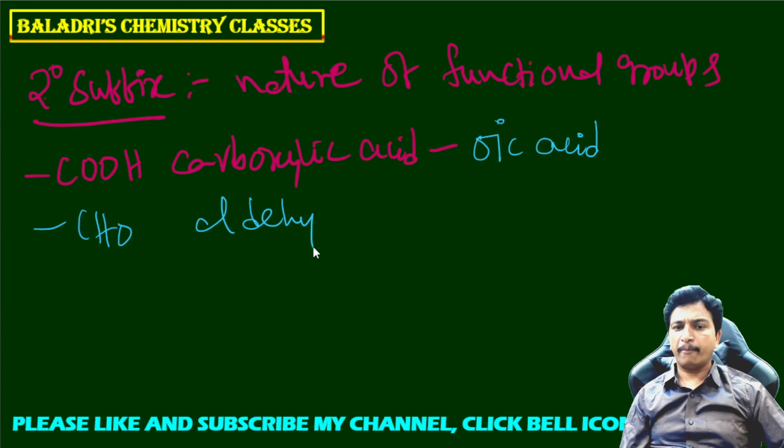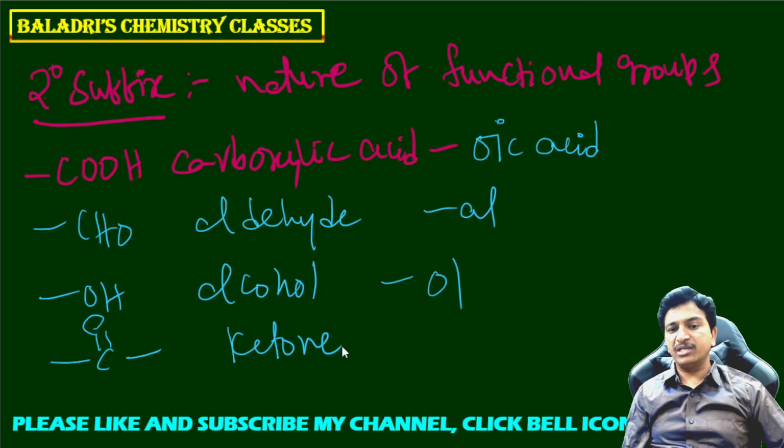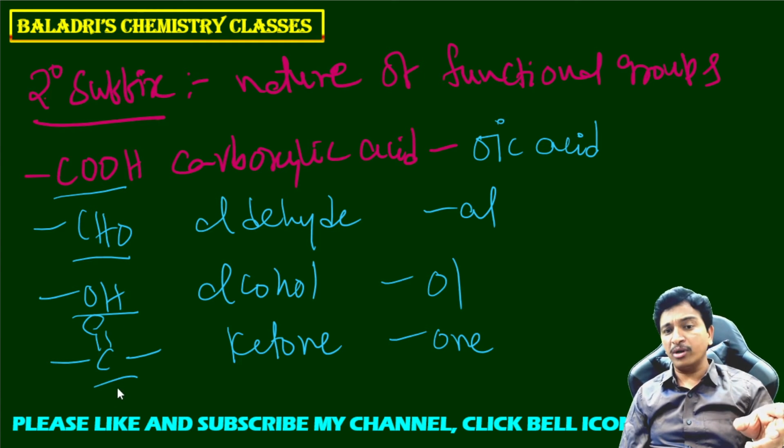Let us take suppose CHO is there. CHO is called aldehyde. For aldehyde suffix is al, and suppose if OH is there, the functional group name is called alcohol, and for alcohol we have to write the suffix is ol, that is secondary suffix. If there is a ketone, C double bond O is called ketone. If ketone is there, the suffix must be written is one, O-N-E, one you have to write. Based on the different functional groups present in the given organic compound, their suffixes will be there. For carboxylic acid, oic acid; for aldehyde, al; for alcohol, ol; and for ketone, one. Like that, for different functional groups, different suffix names will be there.